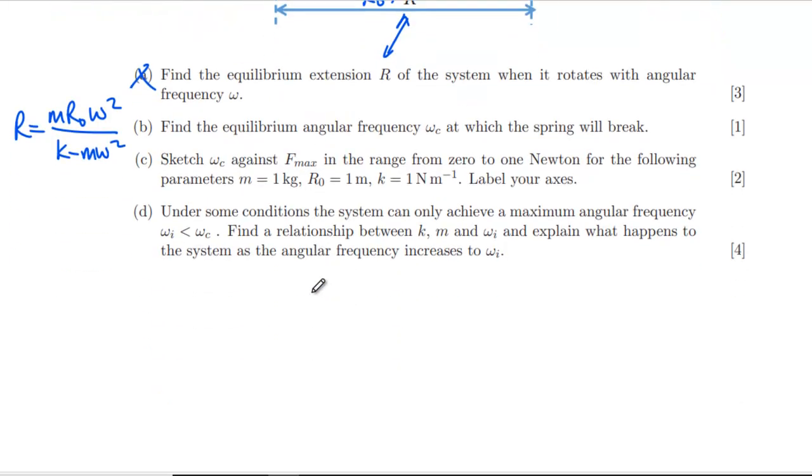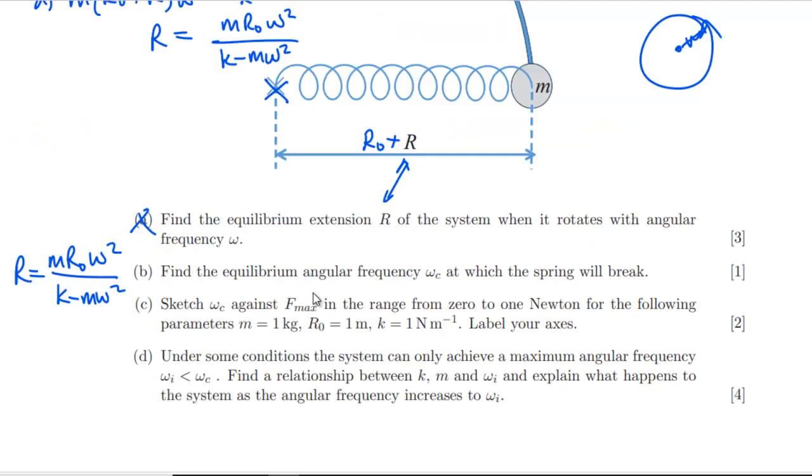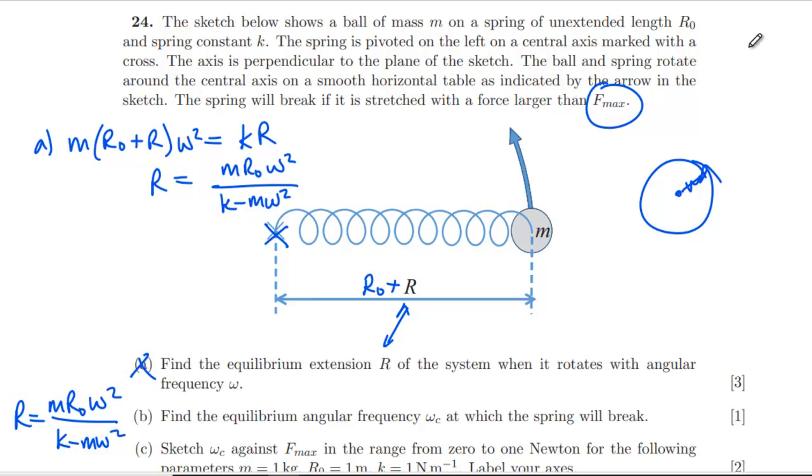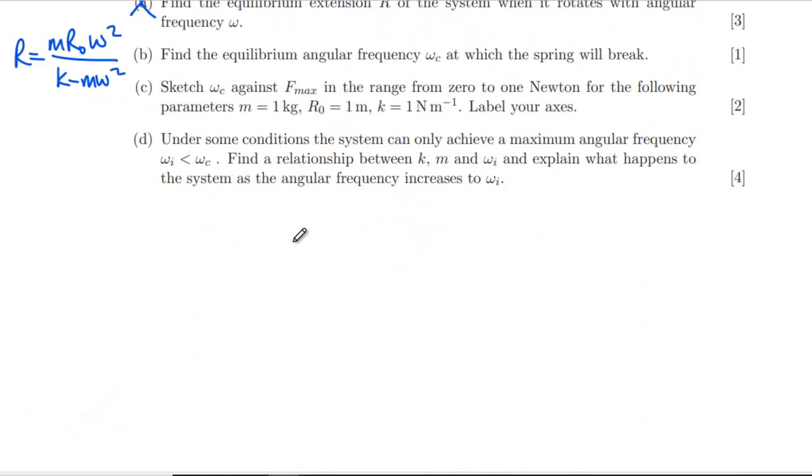So we've got to find the equilibrium angular frequency omega c at which the spring will break. They told us something about that before, didn't they? F max. So F max is going to be equal to k times R max.